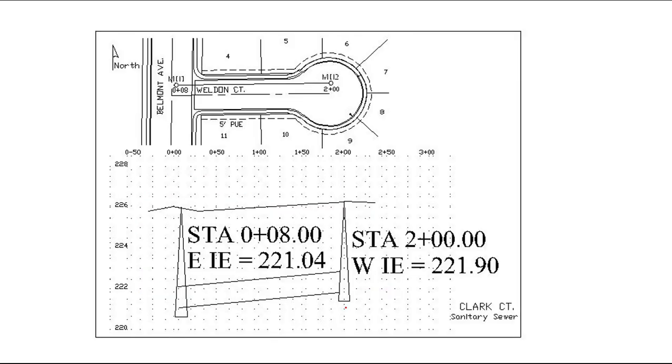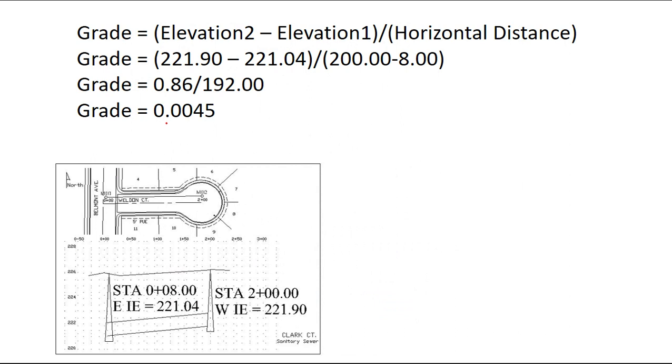Now for starters, we use the plans, and we use the stations, which are kind of the distance down the line we're going, and then we use the elevations, which is how high the pipe is. So our first thing is to get the grade, which is just like slope in math. It's the change in elevation divided by the horizontal distance. So we're going to take our final elevation of 221.90, subtract off the original elevation of 221.04, and then divide that by the horizontal distance.